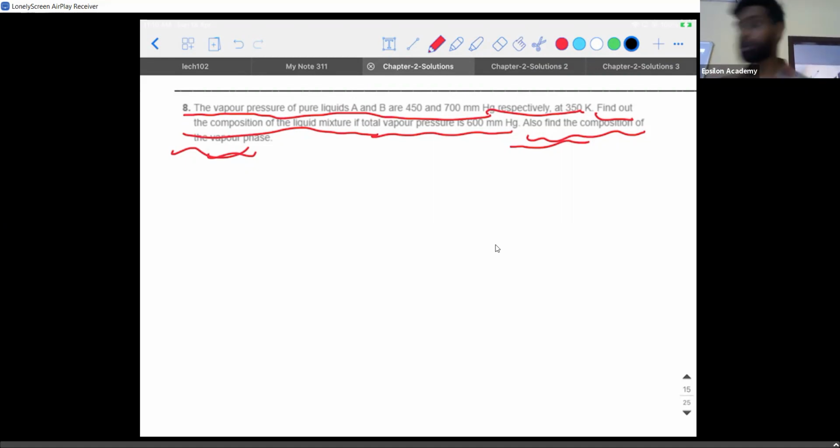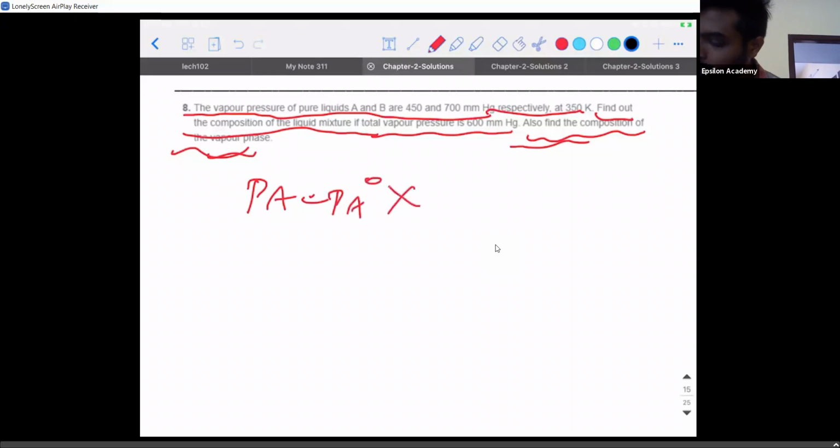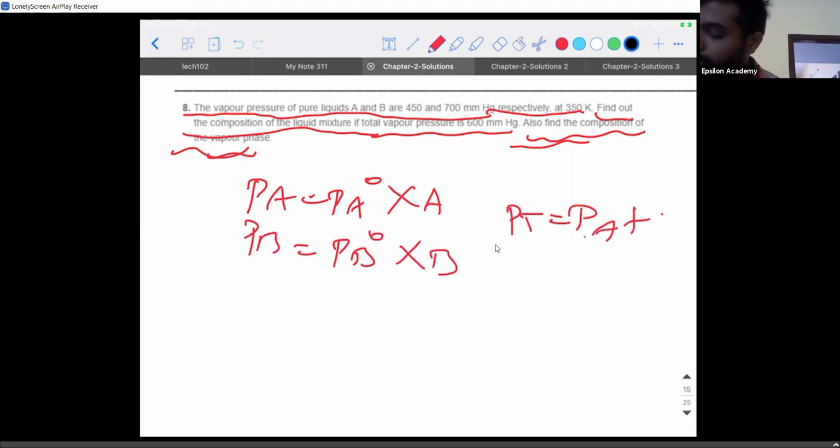So if I can write the formulas for you, PA is equal to PA naught XA, PB is equal to PB naught XB, P total is equal to PA plus PB. These three are the formulas which I have to use for now.